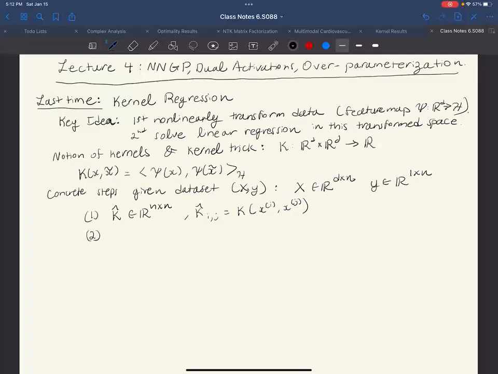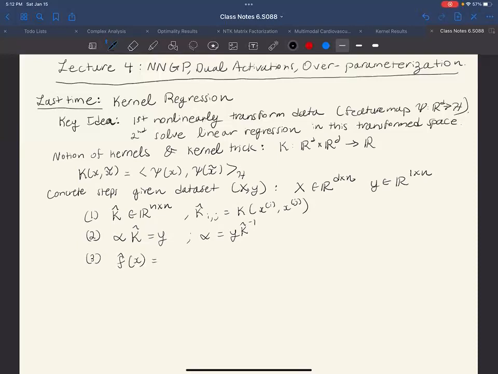The next step was to solve, remember we assumed the minimum norm solution was a linear combination of training samples, and we had to compute the coefficients alpha i of that linear combination. So we just had to solve the system of equations alpha k hat equals y. And typically, if you just invert the matrix, you would get alpha equals y k hat inverse.